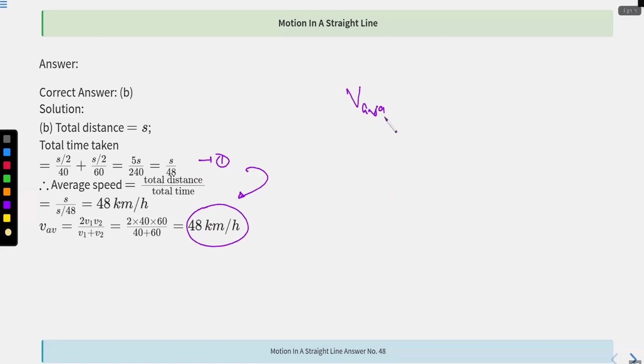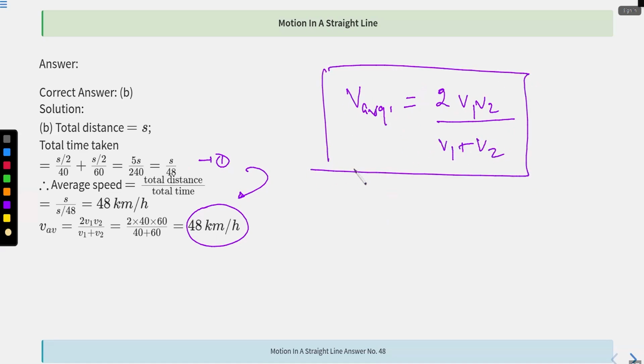Always note that the average velocity is 2 v1 v2 divided by v1 plus v2. All right. You have to get this up. This is an important formula.